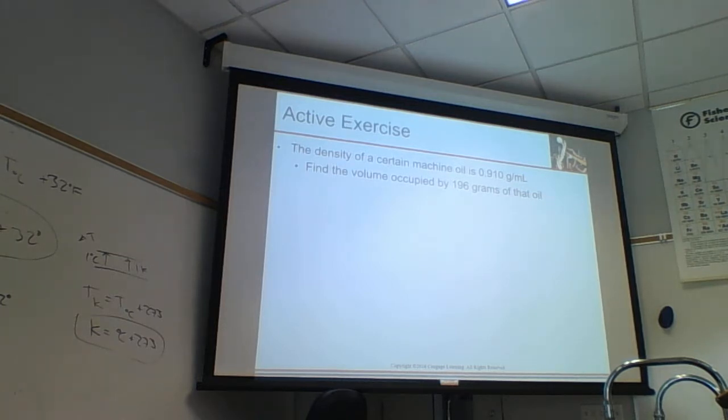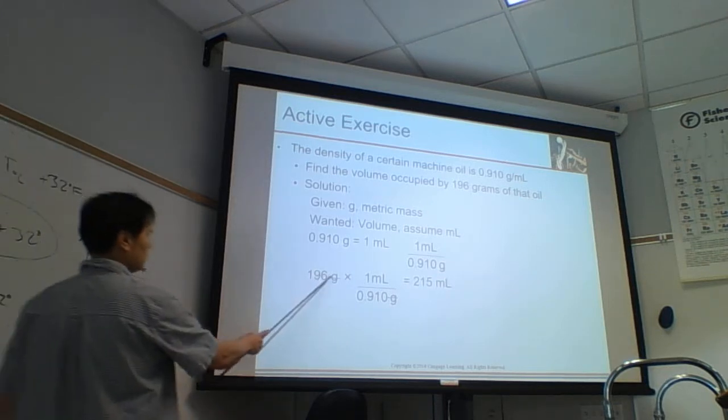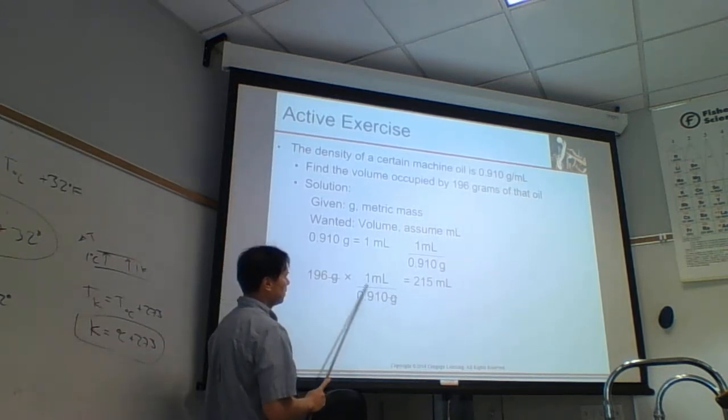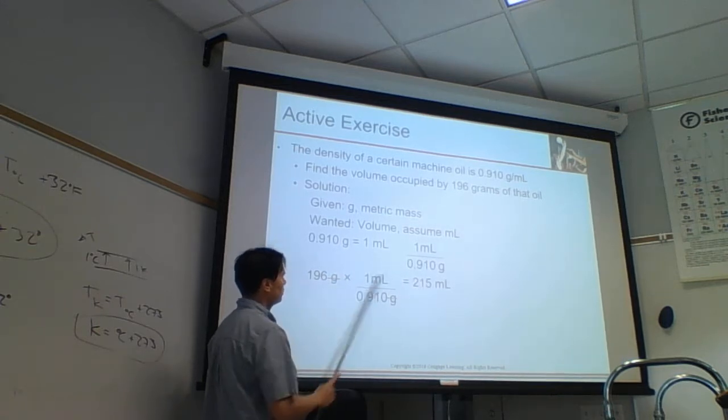Density of a certain machine oil is 0.910. Will that machine oil float or sink in water? It'll float. It's less dense. And oil and water don't mix. Ethanol and water do mix. So, find the volume occupied by 196 grams. What we do is we use dimensional analysis. We need to cancel out grams. And so what we have to do is flip the density upside down. If we flip the density upside down, then the grams will cancel, and leave us with milliliters, 250 milliliters.